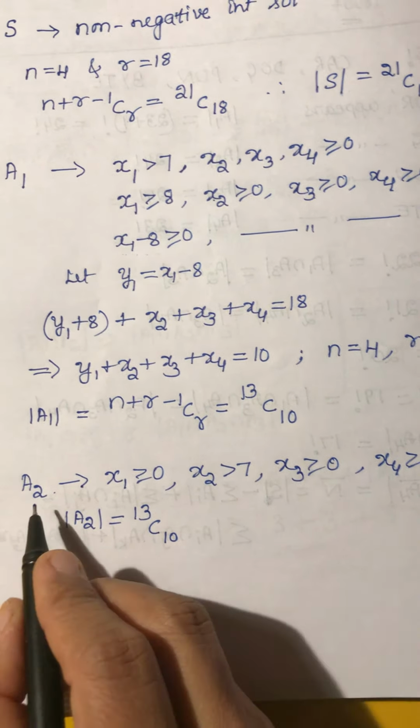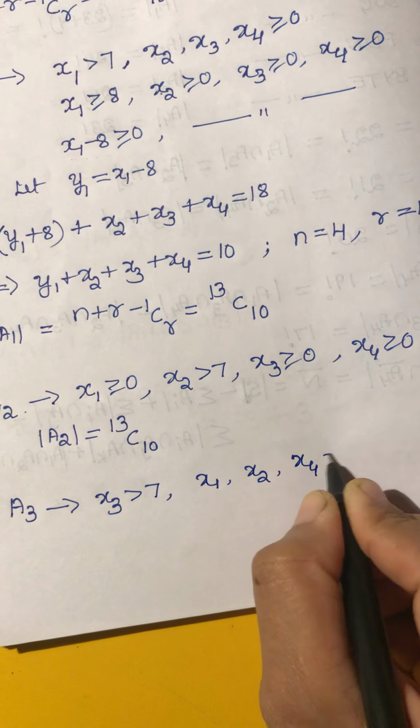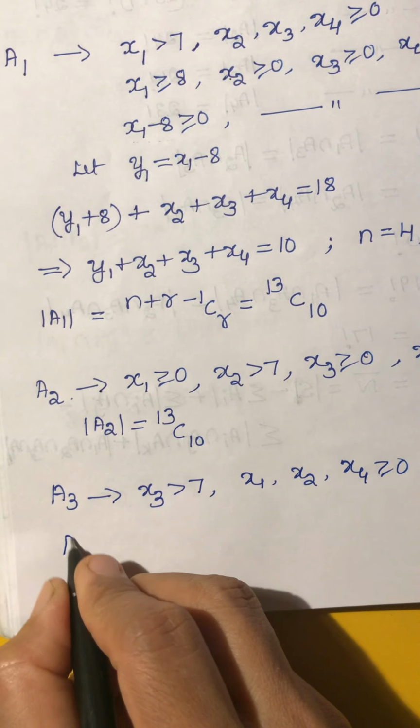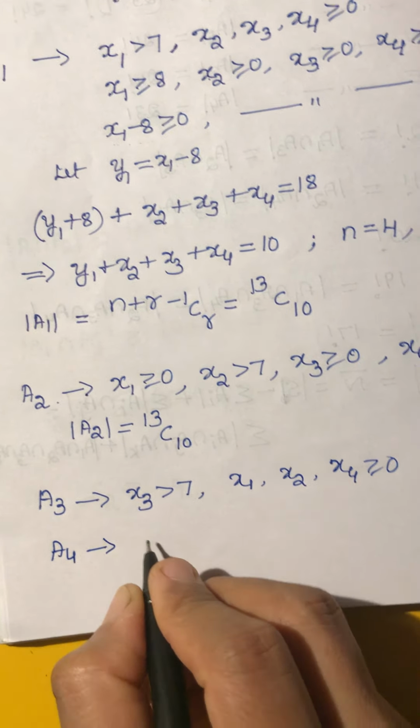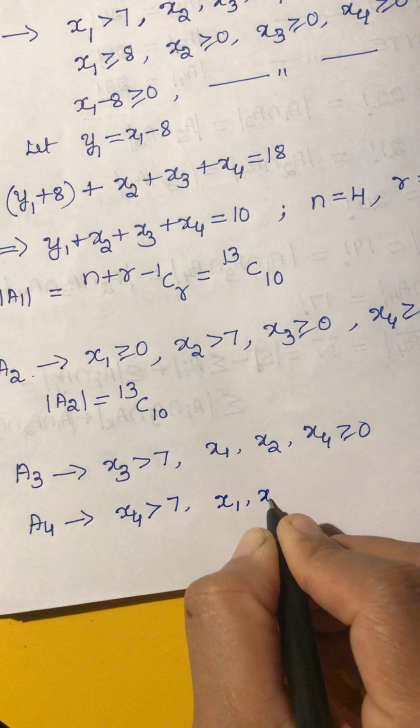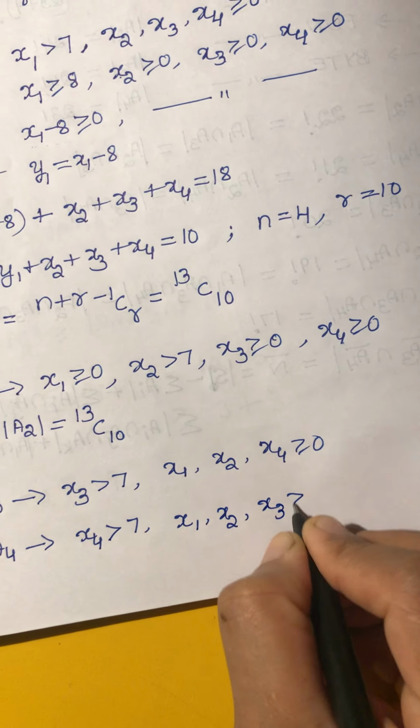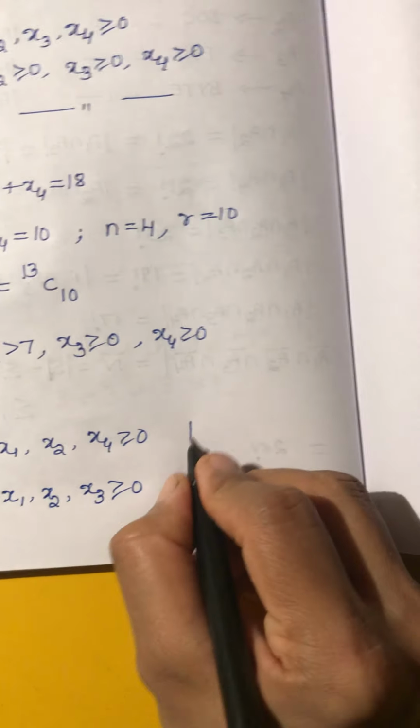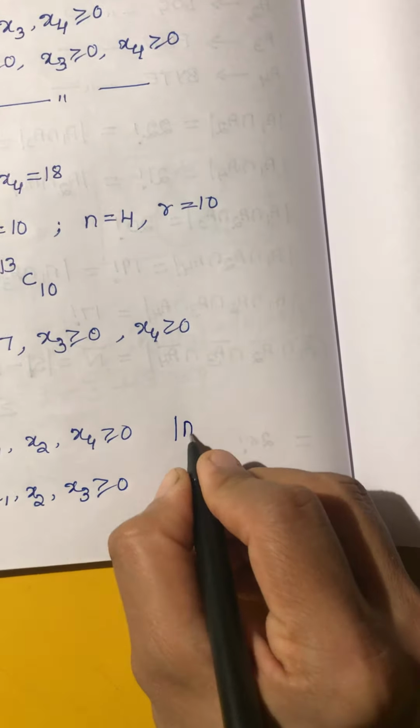So A3, here x3 will be greater than 7. Then x1, x2, x4 are greater than or equal to 0. And then A4 is the set of all integers where x4 is greater than 7. Then the remaining 3 are greater than or equal to 0. Okay, so what is A3? What is mod A3? The size of the set A3 is the same. It will be 13C10. Even mod A4, that will be 13C10.